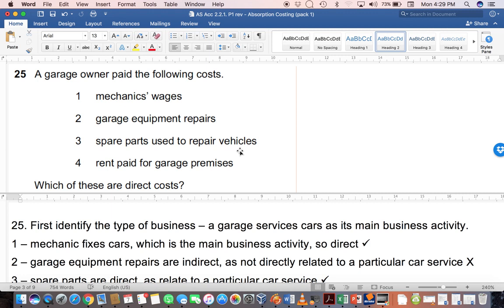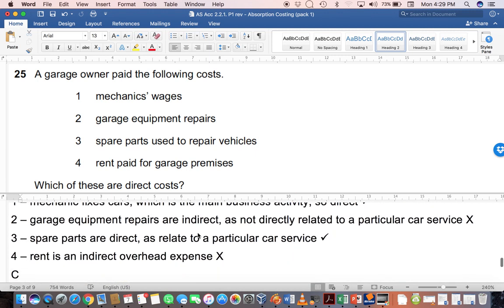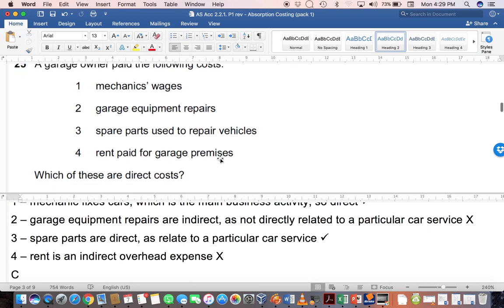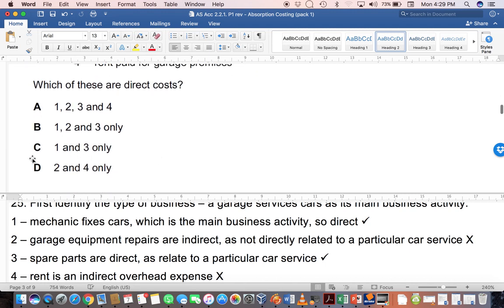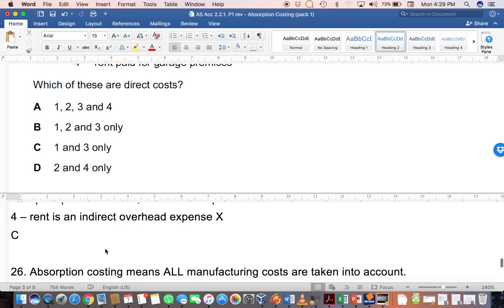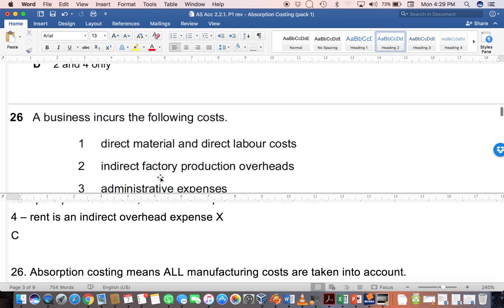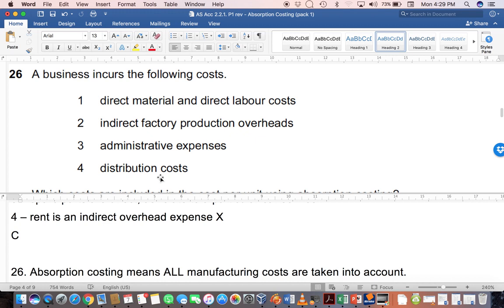3, however, the spare parts used to repair vehicles. This cost can be directly allocated to each particular car as it is serviced, and so that is a direct cost. Number 4, rent paid for garage premises is similar to 2. It is also a factory overhead and therefore an indirect cost. So, which of these are direct costs? Only 1 and 3 suit our requirements, and therefore we would choose C as our answer.